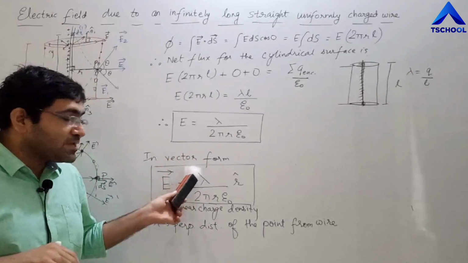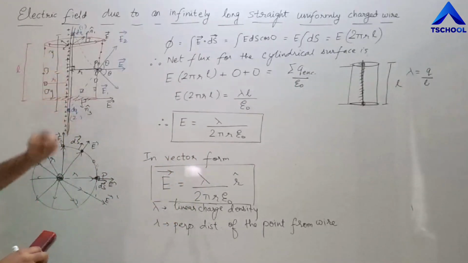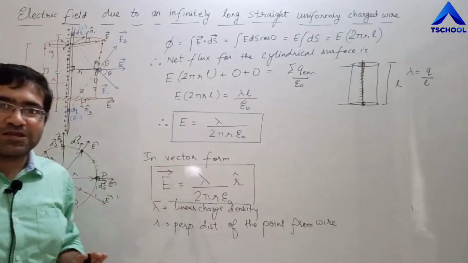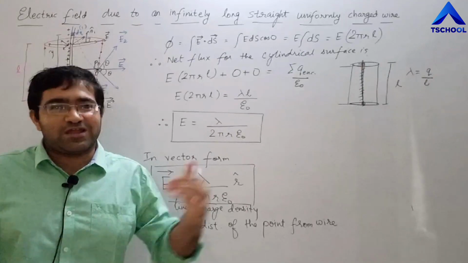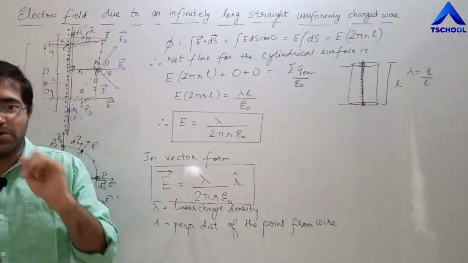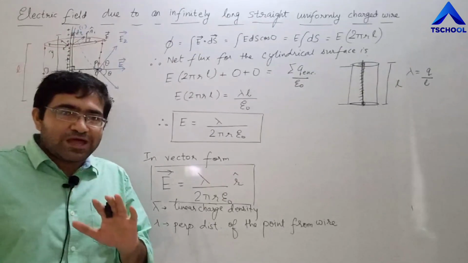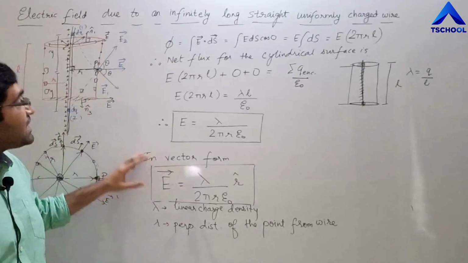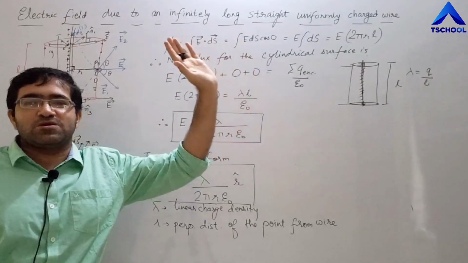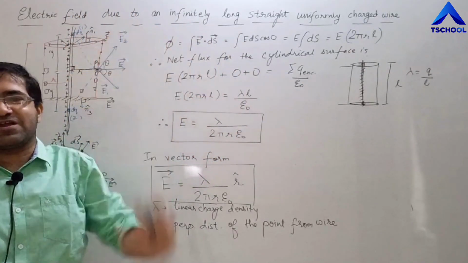If lambda is positive, that is the wire is positively charged, the electric field will be going outwards radially. If lambda is negative, the wire is negatively charged and the electric field lines will be coming in, that is radially inwards. Alright, so that's the derivation of the electric field due to a uniformly charged long straight infinite wire.